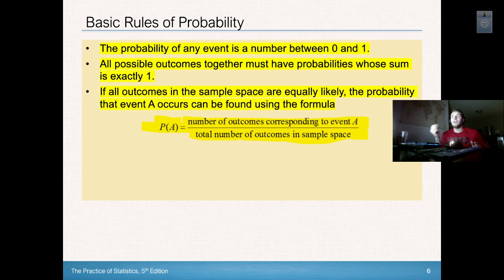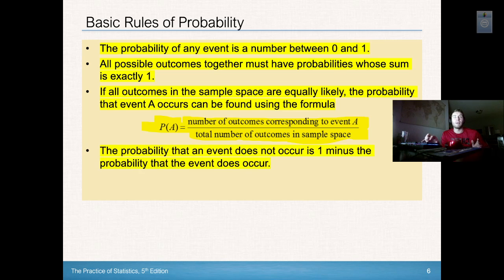Next, if all outcomes in the sample space are equally likely, the probability that event A occurs can be found by using the formula: number of outcomes corresponding to event A over total number of outcomes in the sample space. Okay, quite a bit to write there. But again, I'm going to pause all this at the end so that you can write it.